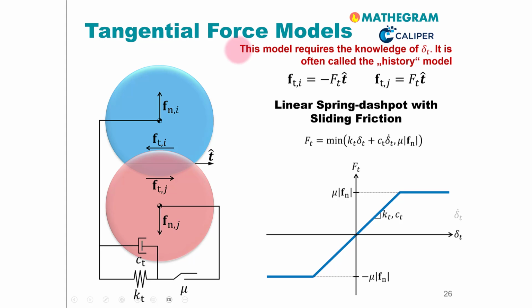The drawback of this model is that it requires the knowledge of the tangential overlap, so we need to save this information because the tangential overlap cannot be calculated from the velocities alone, but it must be integrated in time. This is why this model is often called the history variant of the tangential force models.